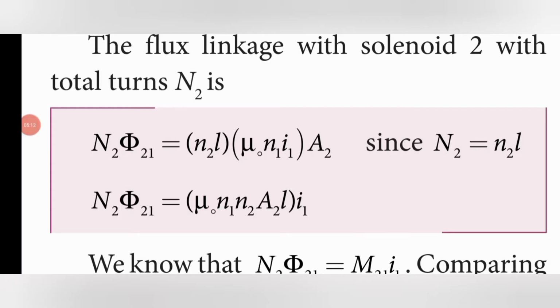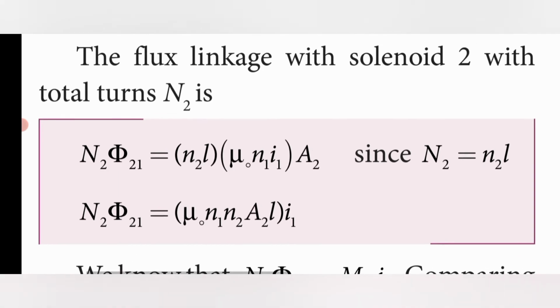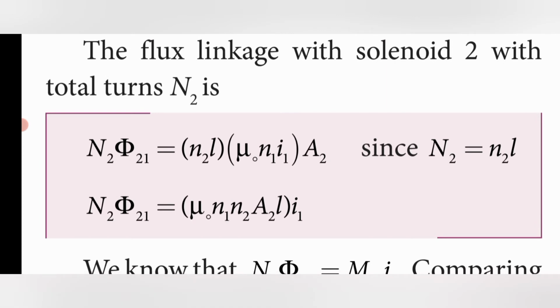So next step, the total number of turns N2 is multiplied on both sides. From the above equation, Phi 21 is equal to B1 A2. Multiply both sides by N2. Here that is the flux linked with which solenoid? Solenoid 2, so that's why N2. N2 Phi 21 is equal to N2 B1 A2, with the B1 value already substituted.